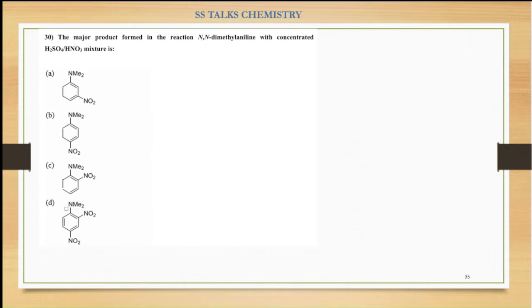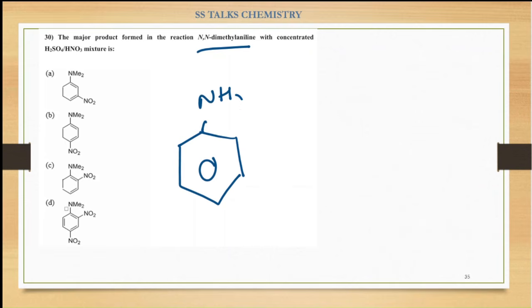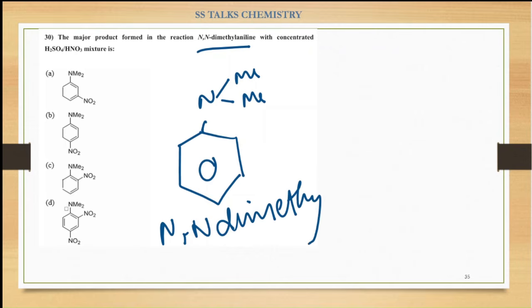Now moving on to the last question of the day. This one says: the major product formed in the reaction when N,N-dimethyl aniline is treated with something. What does N,N-dimethyl aniline mean? This is your aniline molecule. Here they have done a substitution on the nitrogen center. N,N-dimethyl means that on this nitrogen, instead of the hydrogen atoms, two methyl groups are attached. This is my N,N-dimethyl aniline.